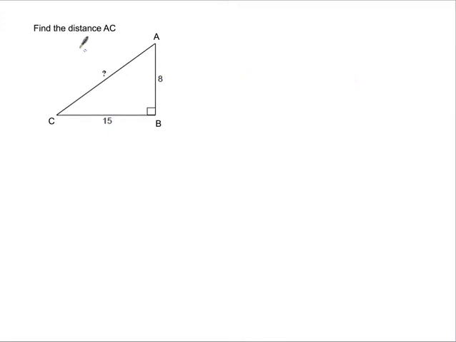In this question, we need to find the distance from A to C, which is AC down here with the question mark on. Now we've got a right-angled triangle, and where we've got two sides in a right-angled triangle, we can use what's called Pythagoras' theorem to work out the final side. So Pythagoras' theorem is that a squared plus b squared equals c squared.